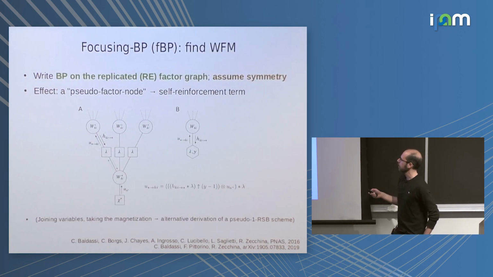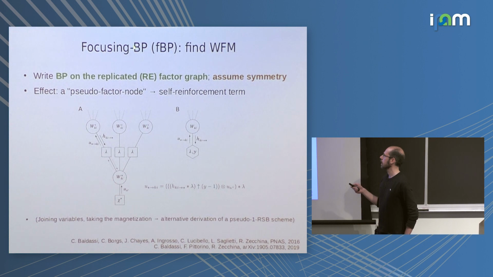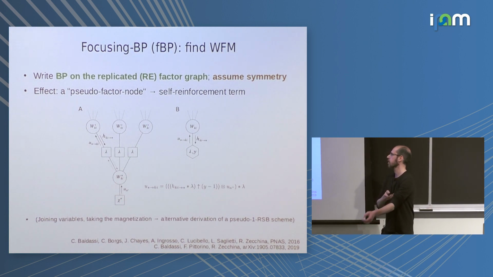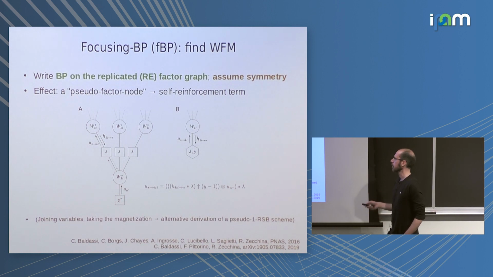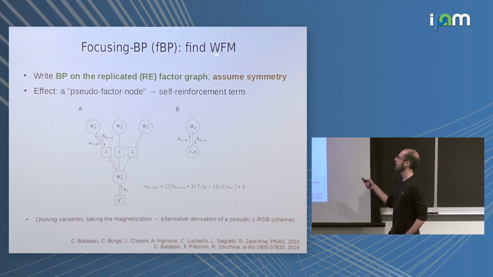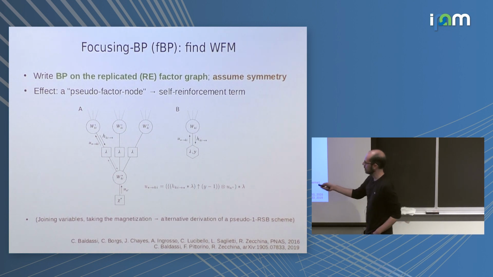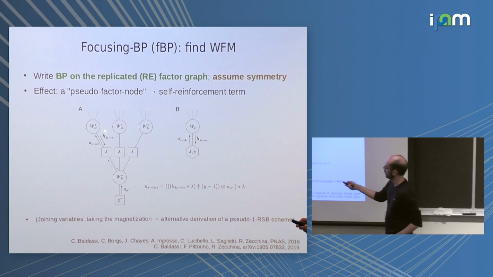On top of that, we can also start from belief propagation and use again a general, say, machinery, which does not depend on the model, to transform that into an algorithm that finds one wide flat minima. And the idea here is to basically run belief propagation on the factor graph, the replicated factor graph that I was mentioning before, and then to assume some symmetry. And I'll just show how it goes.